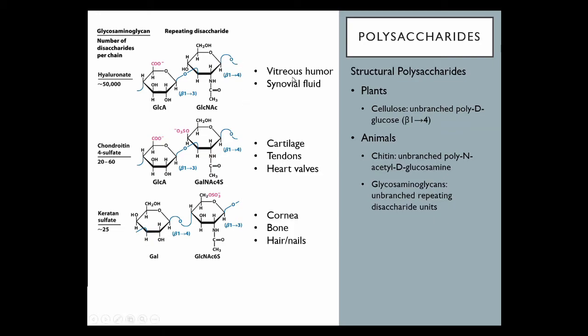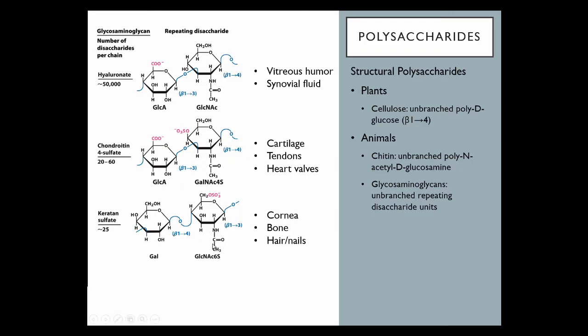The vitreous humor, for example, is the fluid inside your eyeball. It's what gives your eyeball its shape and structure. And then synovial fluid is the fluid inside your joints. Chondroitin sulfate, meanwhile, has this polymer, and it's found in places where you need lots of structure, like cartilage and tendons. Your heart valves have a lot of chondroitin sulfate.